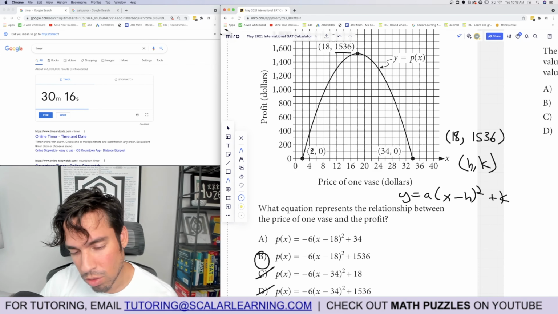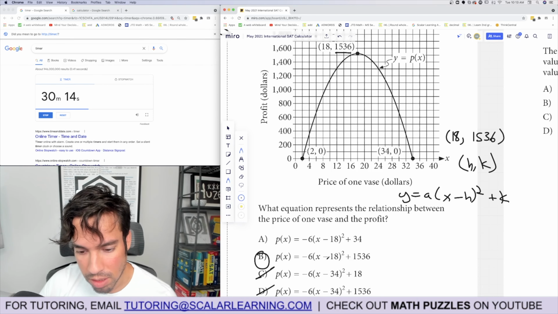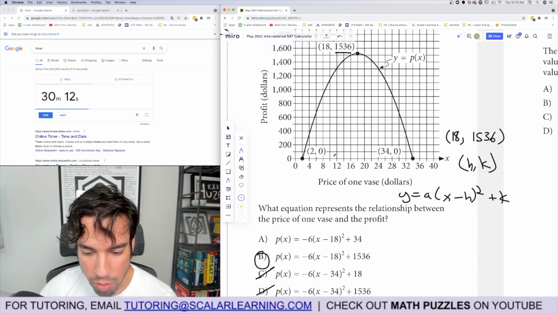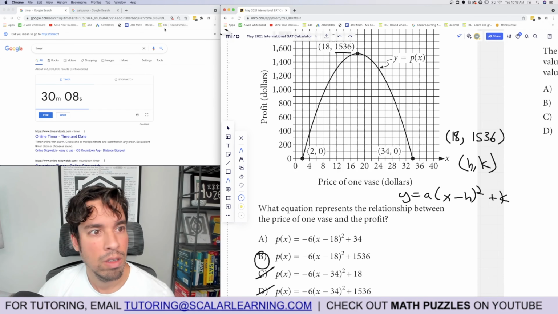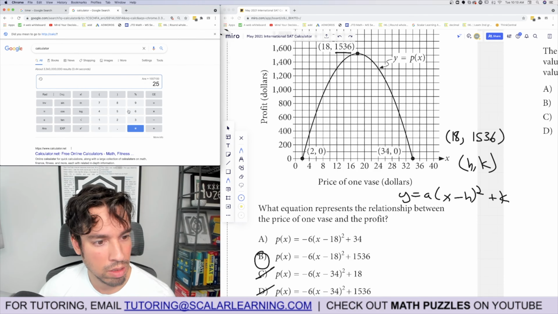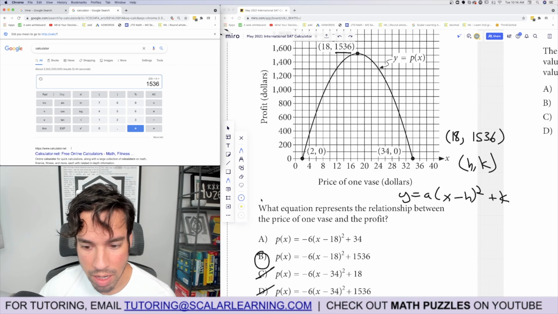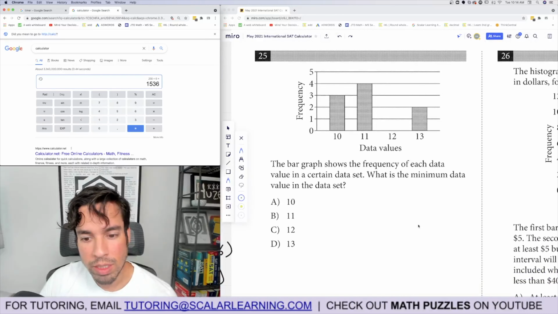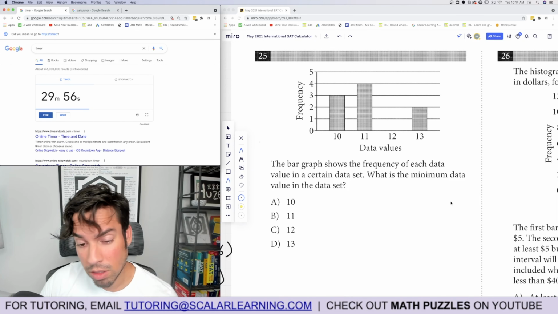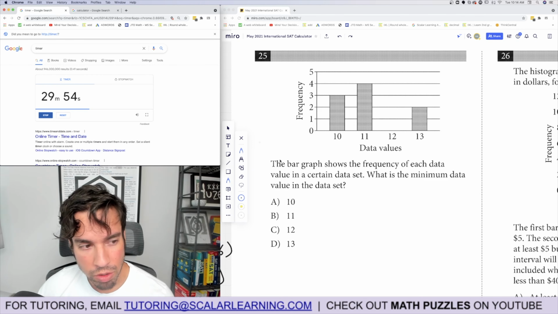But here, let me see if I'll do it really quickly. If I plug 2 into this, I get negative 16 squared, which is 256 times negative 6. Hold on, 256 times negative 6. Yeah, and it gives me the value of 0. All right, cool. 25. These should be the hardest ones right now.